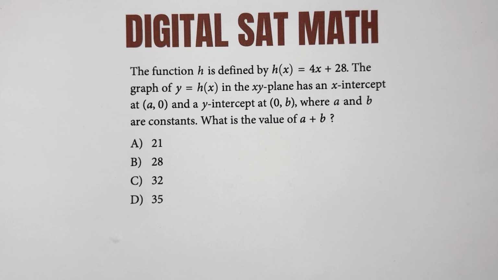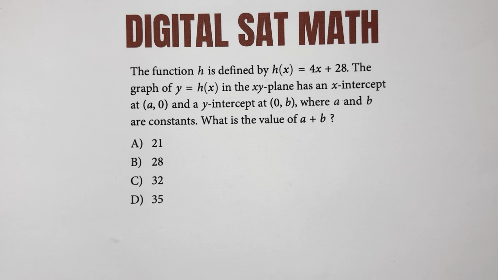Here is another digital SAT math question. The function h is defined by h of x equals 4x plus 28. The graph of y equals h of x in the xy plane has an x intercept at a comma 0 and a y intercept at 0 comma b, where a and b are constants. What is the value of a plus b?